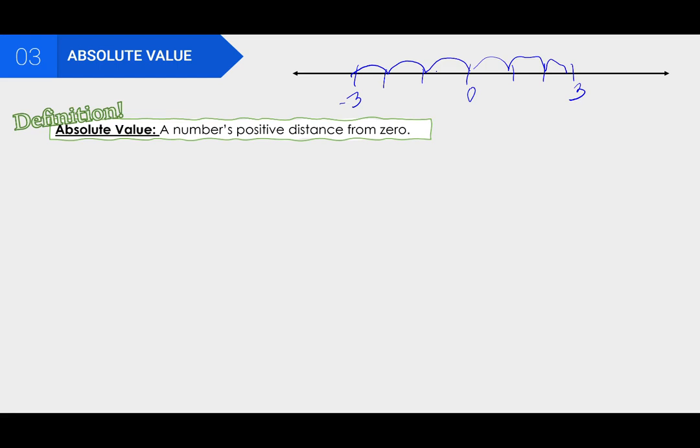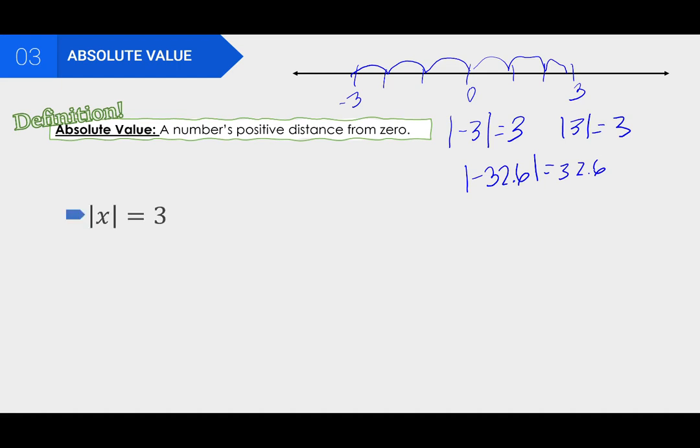So absolute value is always positive. It's a distance from 0 for any number. So if I set the absolute value, I have these long lines here. I have -3, the absolute value is 3, but that's also true of +3. Okay? If I said absolute value of -32.6, it would just be 32.6. So always positive. It's distance from 0.